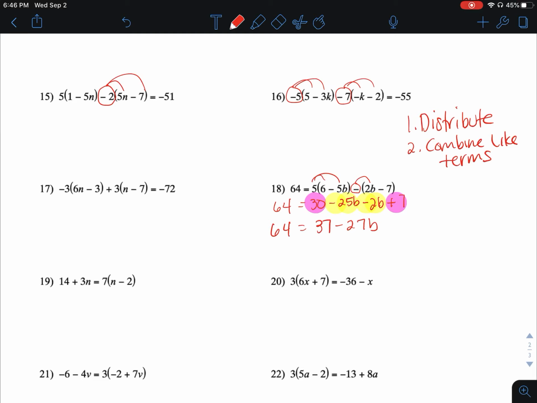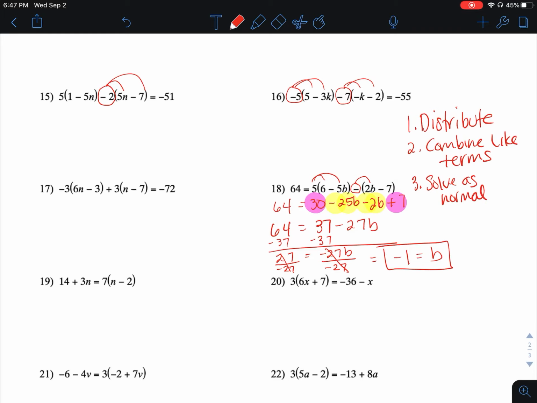And then you just solve it as normal from here. So now this is just a two-step equation. I'm going to subtract 37 from both sides. And then divide by -27, divide by the number that's with the letter. Oh, sorry, those don't really cancel. That becomes -1 equals b. And there's your answer. So when you have multiple sets of parentheses, do the parentheses first. So distribute, combine like terms, and then solve as normal.